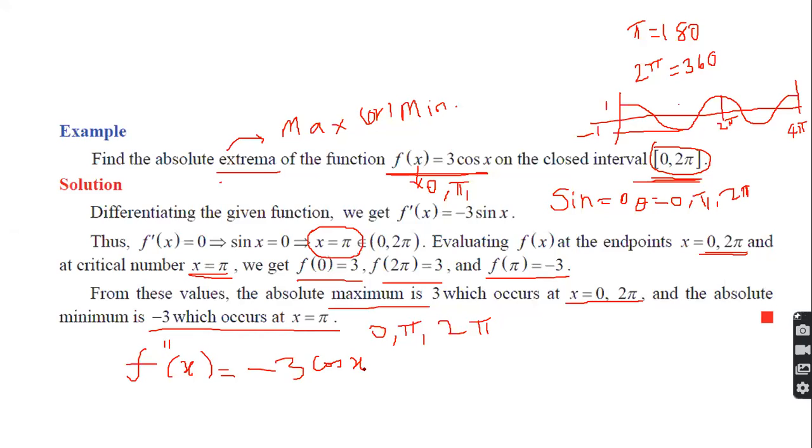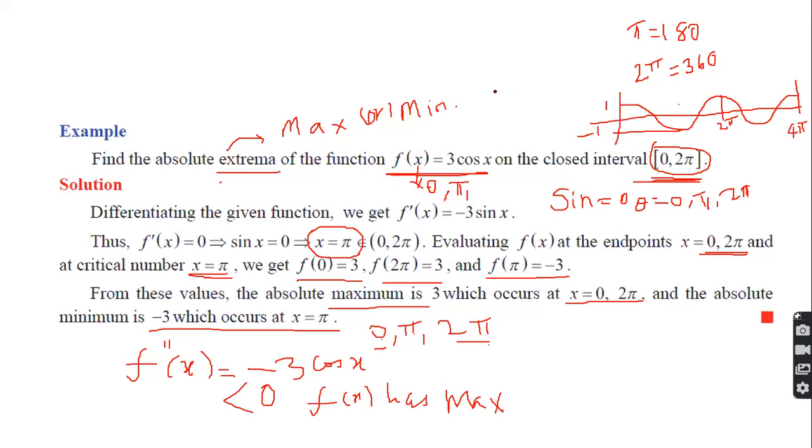Minus 3 cos x. When you substitute 0 here, you will get minus 3. If you substitute 0 under 2 pi, you will get minus 3. That means f double dash of x is less than 0 for 0 under 2 pi, and then f of x has maximum value. Is it not?